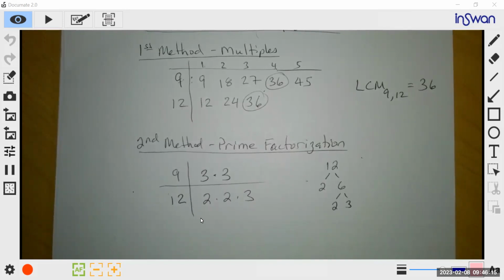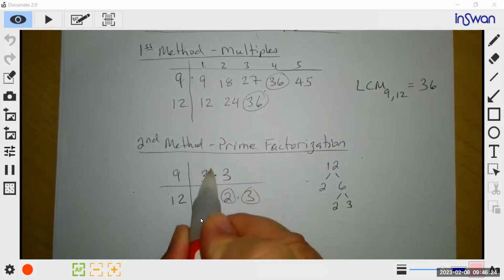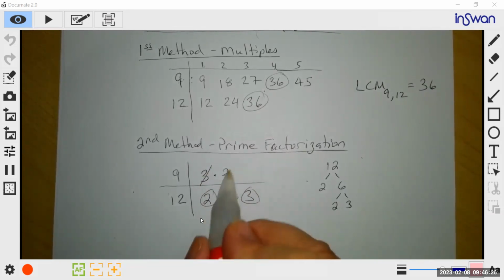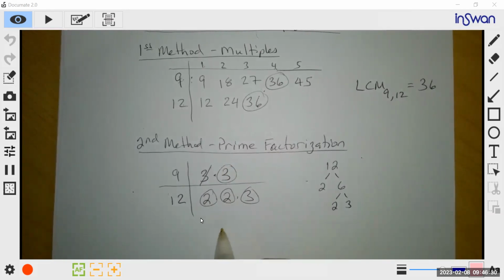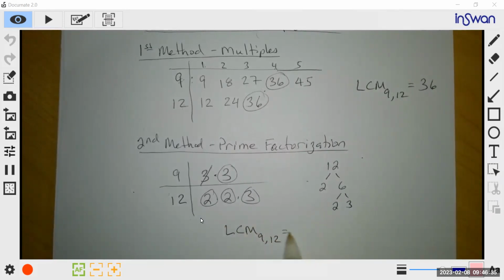So now we circle where all the numbers we have. We have a 2, another 2. This 3 and this 3 are the same. And then I have an extra 3. So the LCM of 9 and 12 is 2 times 2 times 3 times 3. 4 times 9 is 36.